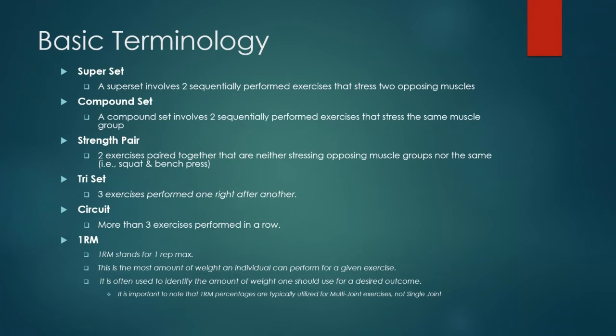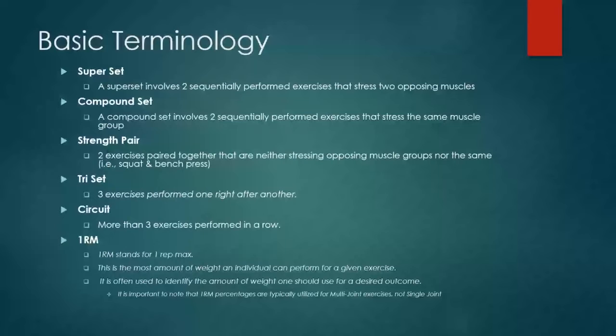A tri-set, this is 3 exercises performed one right after another. So I go bench, lunge, pull up, or something like that. It's just 3 exercises in a row. A lot of times, when you see my strength pair in my program, you'll see that there's an active rest with it. I don't consider the active rest part of the pair or the tri-set. So if I did a tri-set and I had an active rest, I wouldn't consider it a circuit because circuits are more than 3 exercises. I consider my active rest part of my rest period. So yeah, tri-sets are 3 exercises performed in a row. Circuits is just more than 3 exercises performed in a row.